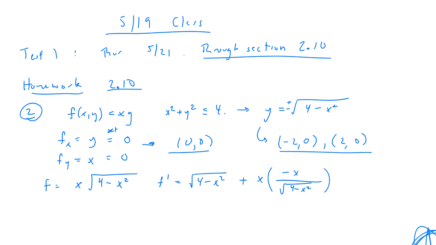I'm trying to make it so it all fits on the one page, which is why I'm condensing it. But I get something like that. And then to solve, I can do one of a couple things. What I'm going to do is get a common denominator.